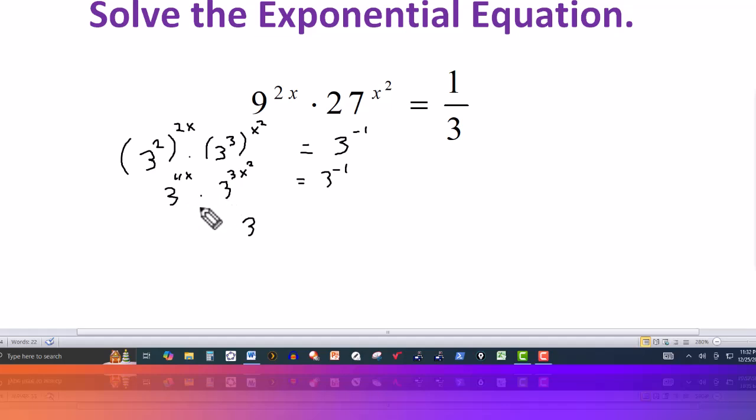I can put these two together using, again, laws of exponents. Multiplying powers of the same base, you add the exponents, so I can write this as 3 to the power of 3x squared plus 4x. And then on the right side, I've got 3 to the negative 1. So the base now is the same.